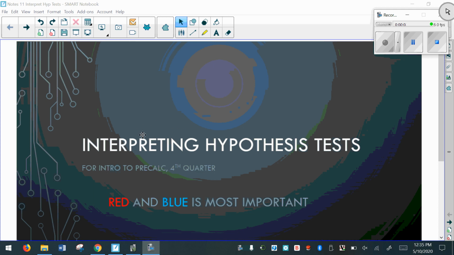Okay, everyone, this is lesson 11, interpreting hypothesis tests. The red and the blue information is most important to write down. This is going to be your last lesson for our probability and statistics unit this year.